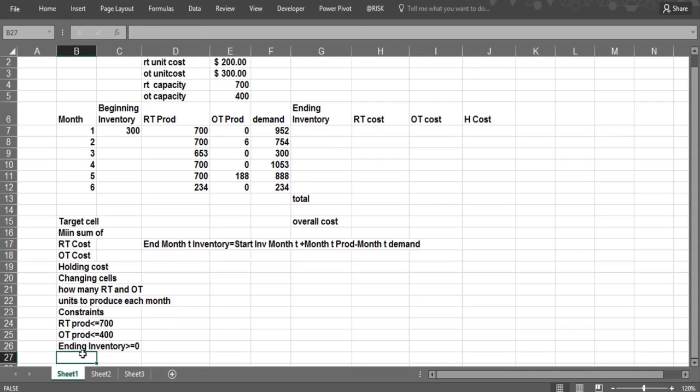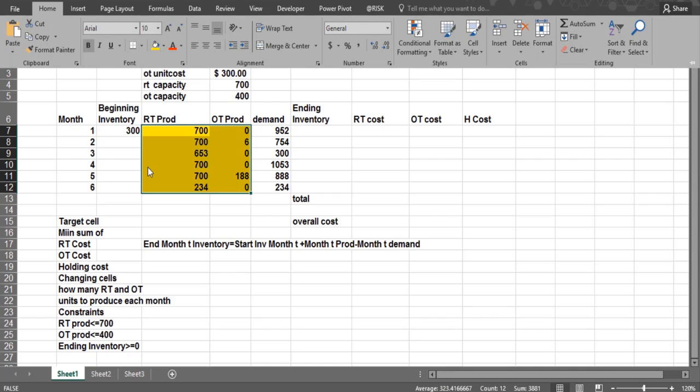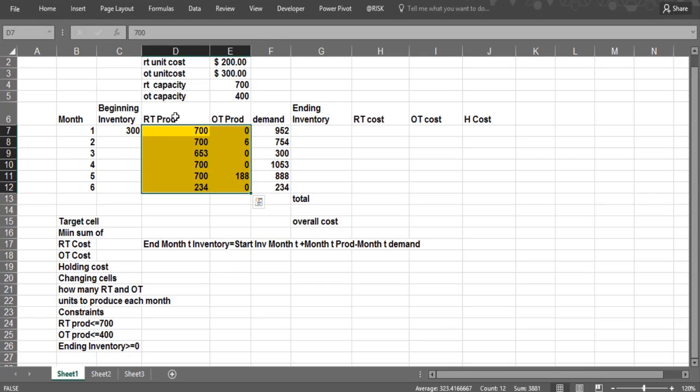Okay, so changing cells, you've got to start with some values. These happen to be the right values, but we'll change them later. Okay, and so what we need to do is build a spreadsheet that will keep track of the following each month. Beginning inventory, regular time production, overtime production, demand is given. Ending inventory, regular time cost, overtime cost, and holding cost.